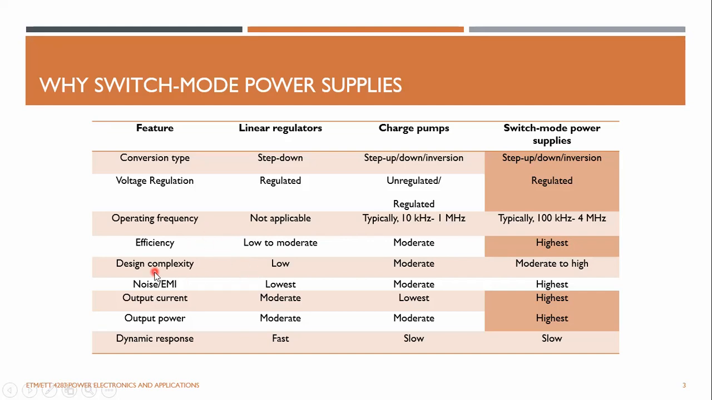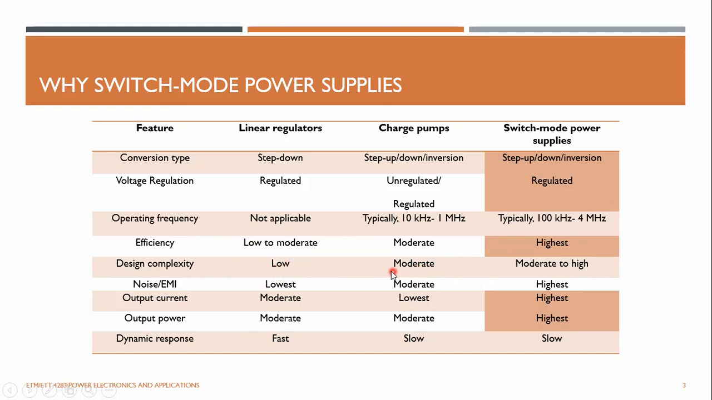So linear regulators are complexity-wise very easy to implement. It is a very simple design. You have seen it has only 3 pins. You just plug and play, right? Sometimes you just need to add some output capacitor, that's all.